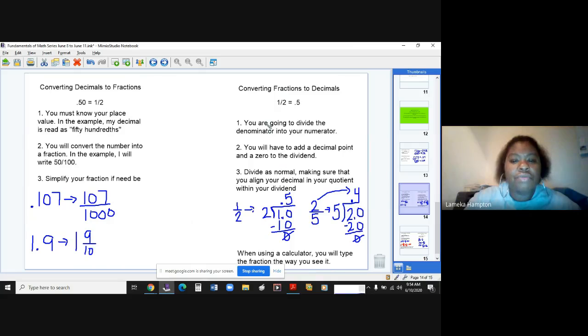So this is the handwritten way, steps 1 through 3. When you're using a calculator, you will type the fraction in the way you see it, making sure again that you hit the division button, because that represents the fraction button as well.